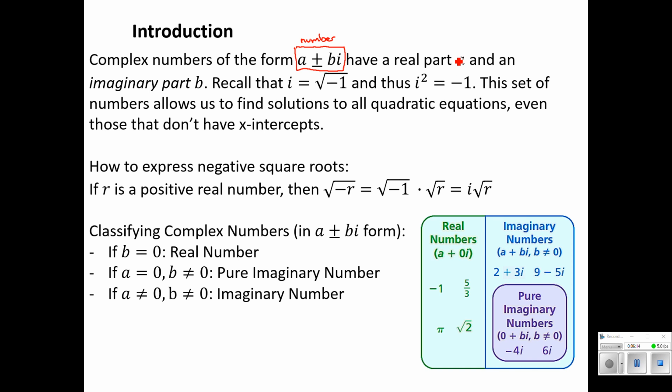All right, there is a real component to that, a, and an imaginary part, b. So you can see that the real part has no i attached to it, while the imaginary part does have i attached to it. And remember that i is just a placeholder for square rooting a negative. All right, and if we square both sides of that little definition, we get i squared equals -1. And again, we already talked about having this complete set of numbers allows us to find the solutions to all quadratic equations, even ones that don't have x-intercepts.